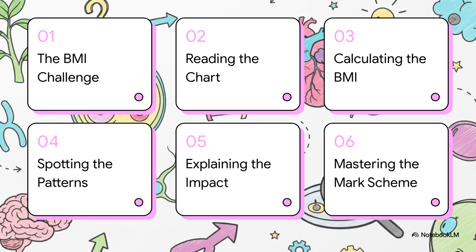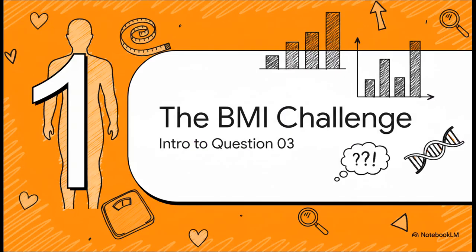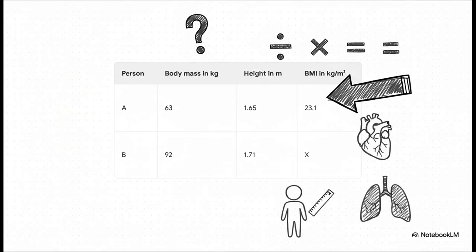Let's do it. Right, so our entire focus is question 3, and it's all about body mass index, or BMI. Now, this is a classic topic. It comes up all the time because it's the perfect way for examiners to test two things at once. Can you interpret data, and can you apply what you know from biology? So, this is where we begin.